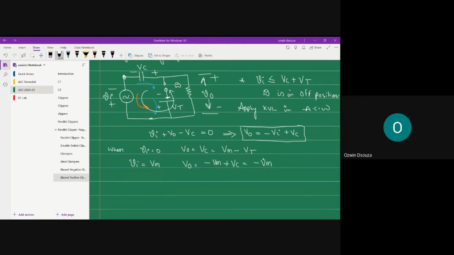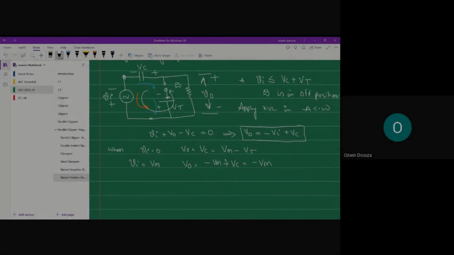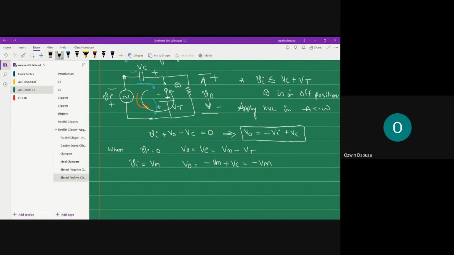Vc expression I have already written, so minus Vm, that's the input value, right? Then plus Vc I should write. What is Vc? Vm minus Vt. Yeah, this is what I was supposed to write. Minus Vm plus Vm gets cancelled. So V naught is equal to minus Vt. This is correct, right? Can you confirm? Yes, sir.